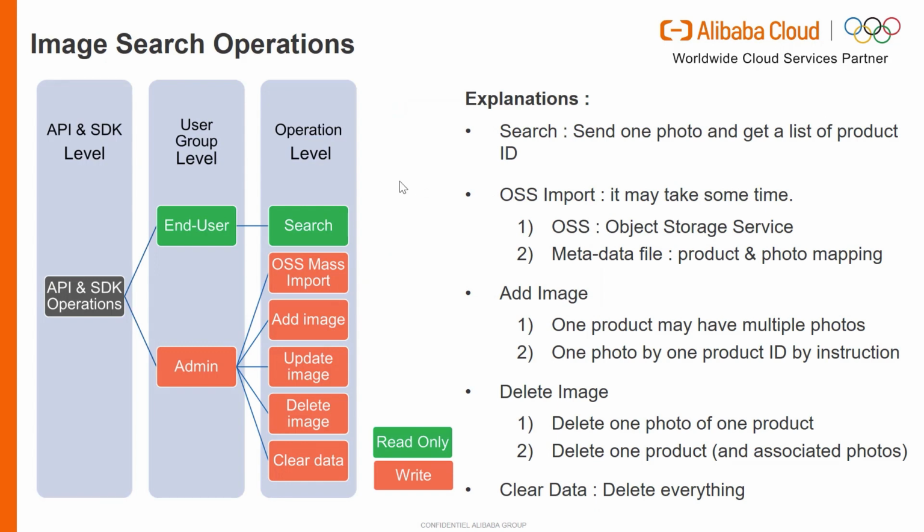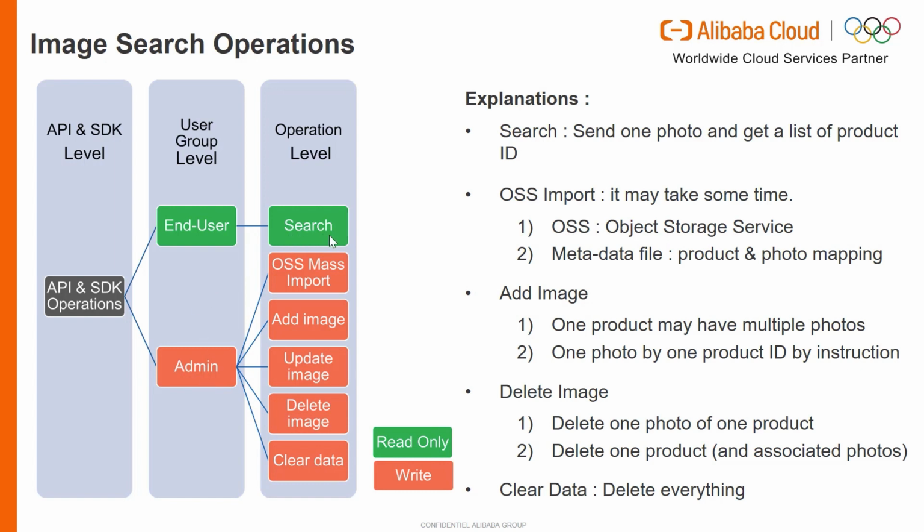Thanks to the image search API and SDK, we can operate 6 different actions. They are search, OSS massive import, add, update, delete images, and clear data. For security purposes, it is better for you to manage 2 different user groups on your web server side. One is for end users. They can do only the search operation. For all the modifications of the engine, you allow only administrators to do.